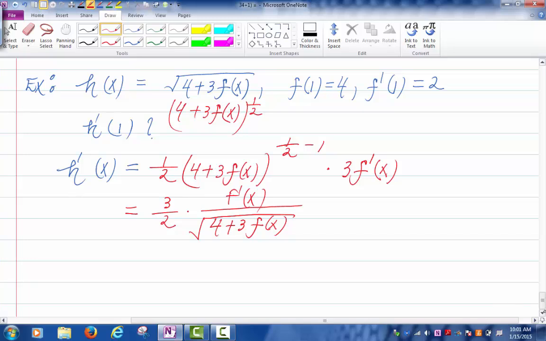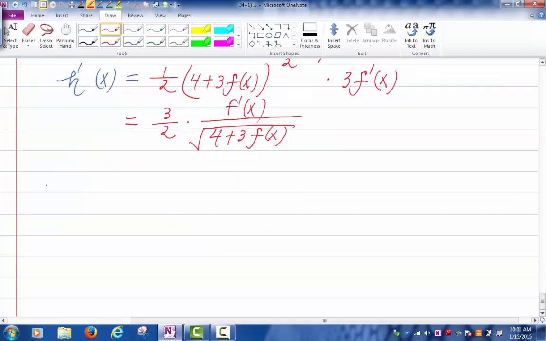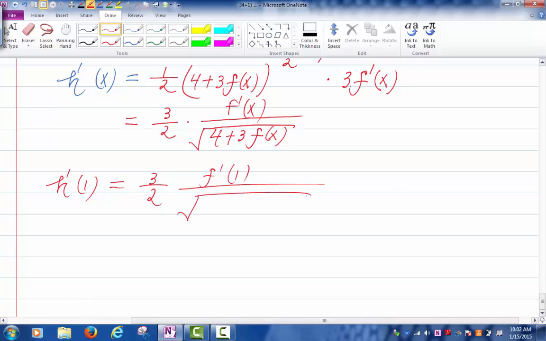So all I have to do now is plug in. What is h prime of 1? Remember, that's what we needed to find. This will be 3 half f prime of 1 over the root of 4 plus 3f of 1. f of 1 and f prime of 1 are given in the question, so we just plug those in. 3 half, f of 1 is 4, f prime of 1 is 2, 4 plus 3 times 4.